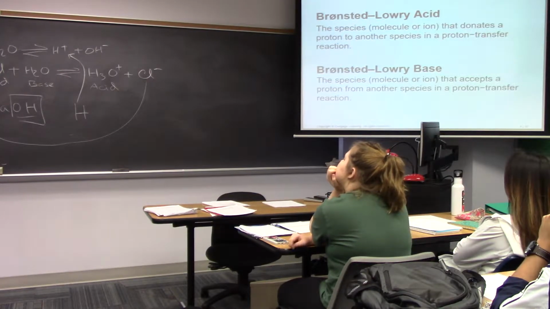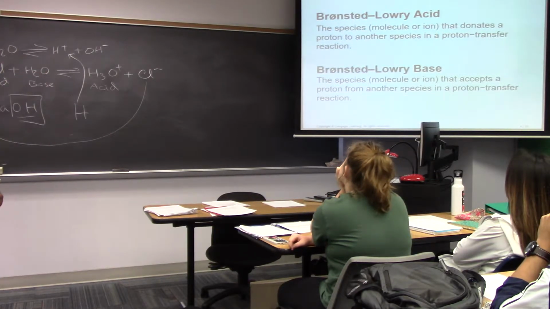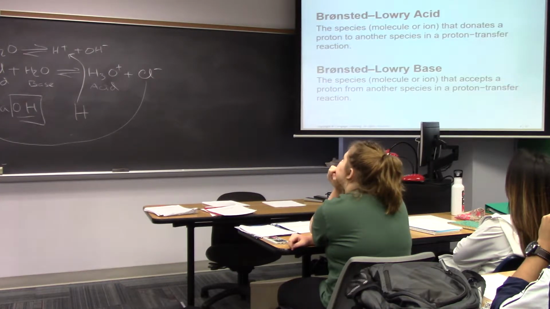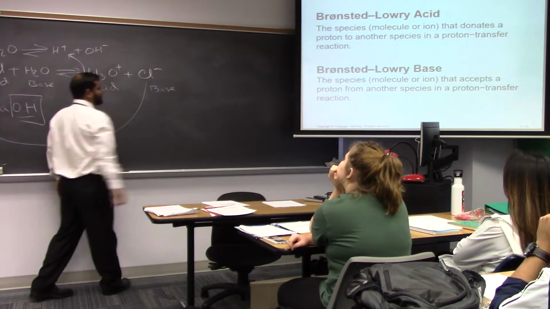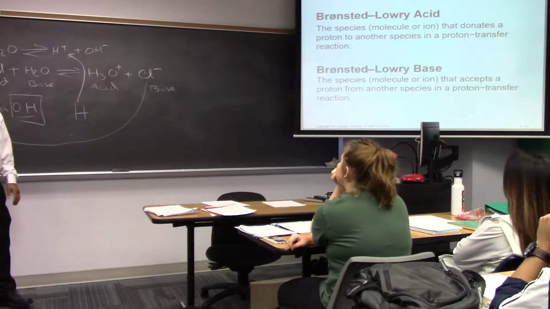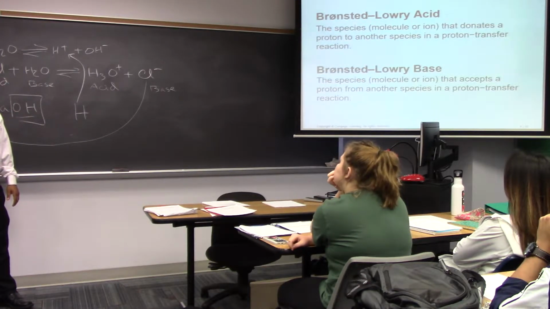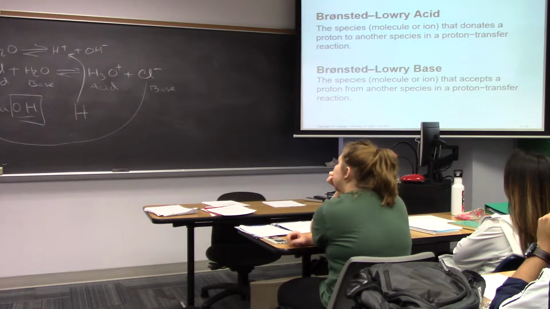So accepting H plus is an acid or a base? Look at that screen. Base. So donating H plus is acid, accepting is a base. Based on which formula? Arrhenius or Bronsted-Lowry? Bronsted-Lowry. So this is also a base based on Bronsted-Lowry. Right? Okay. We have three more compounds we didn't mark.